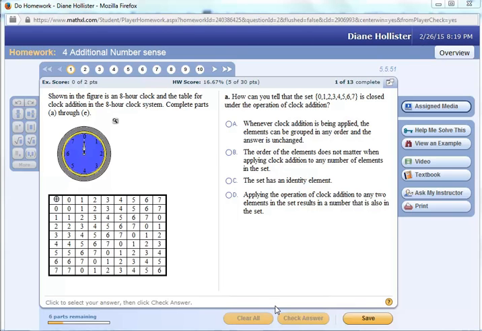This particular question asks us to tell if the set is closed under the operation of block addition. What that means is, if it's closed, and we only started with 0, 1, 2, 3, 4, 5, 6, 7, the only thing you would see inside the table here would be 0s, 1s, 2s, 3s, 4s, 5s, 6s, and 7s, which we do see. That means the system is closed. No other numbers are available. All we have to work with are 0s to 7s.